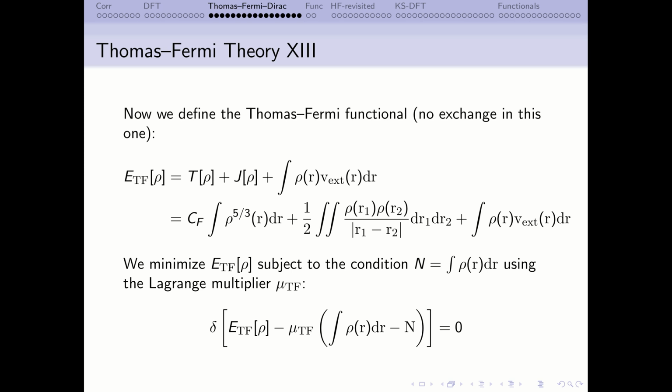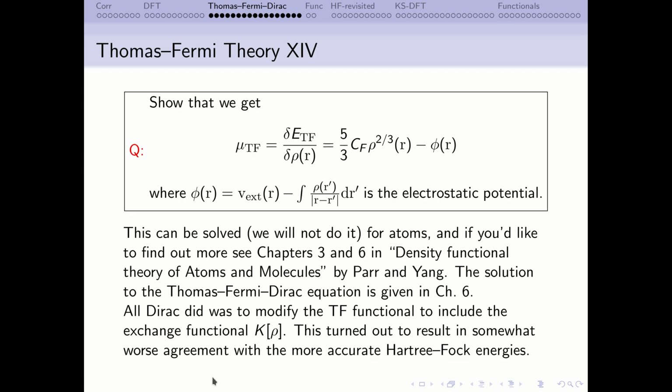This is as far as what I wanted to show you, but now, if you did want to minimize this, you could minimize this energy functional under the condition that the integral of the density gave you N, through a Lagrange multiplier, mu of TF. You would have to take the functional derivative of this expression with respect to rho. It can be done, and I'd like you to show that you would get this result here.